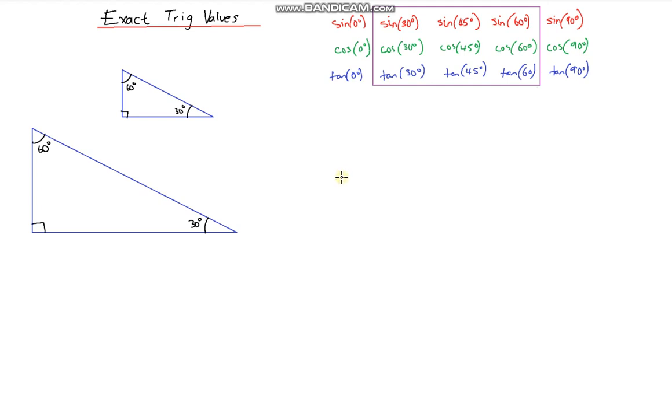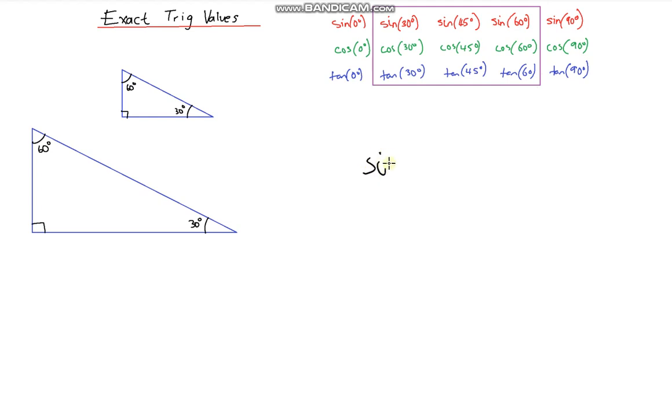Now in this video we're going to look at calculating the exact values of the sine, the cosine and the tangent of 30 degrees, 45 degrees and 60 degrees. In the future we'll look at calculating 0 degrees and 90 degrees, but for just today we're going to look at these ones in the box here.